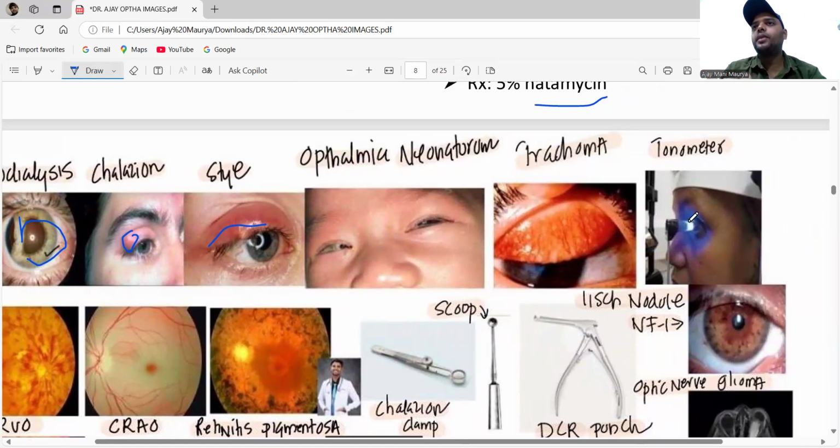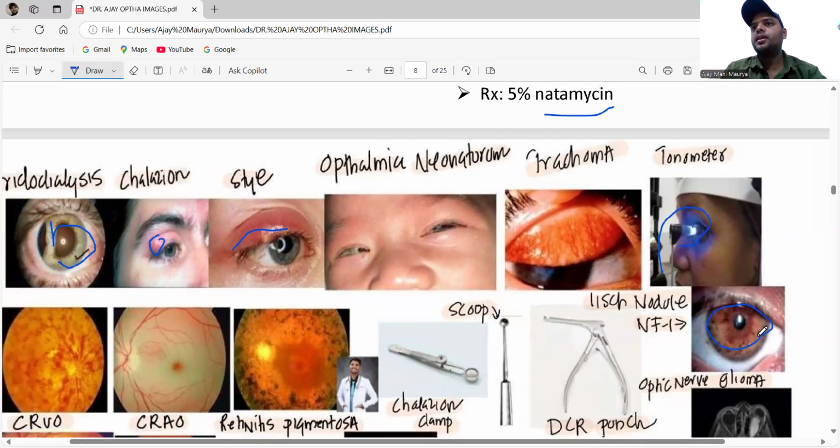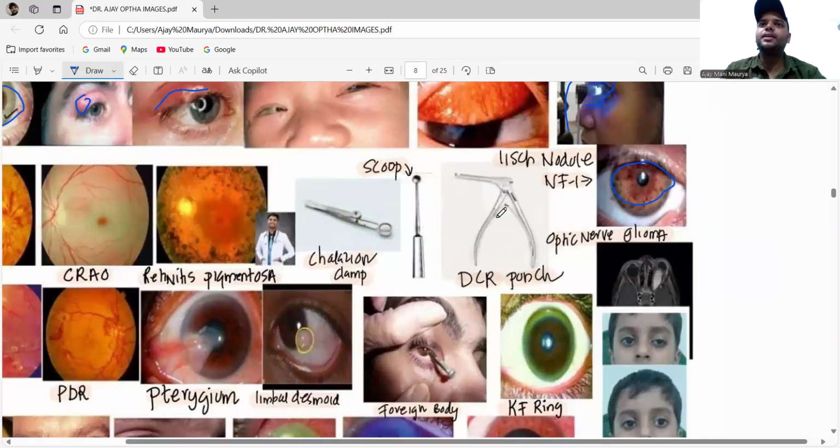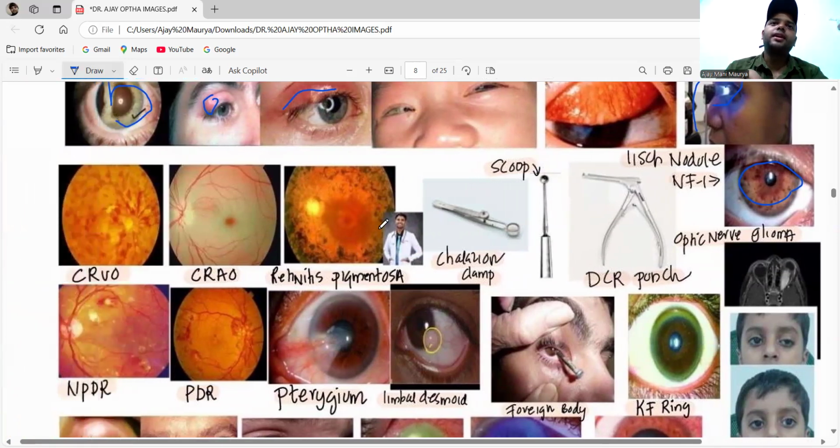This is the tonometer for intraocular pressure. These are the Lisch nodules of NF1. Now this is the optic nerve in glaucoma. These are the DCR punch. This is the chalazion clamp. I think everyone knows this is retinitis pigmentosa. Please remember, guys, this is very important. This is the CRVO, tomato flesh appearance. Now this is the CRAO.